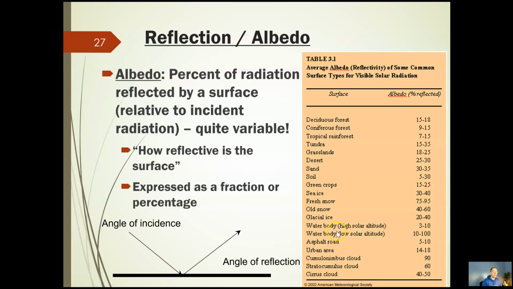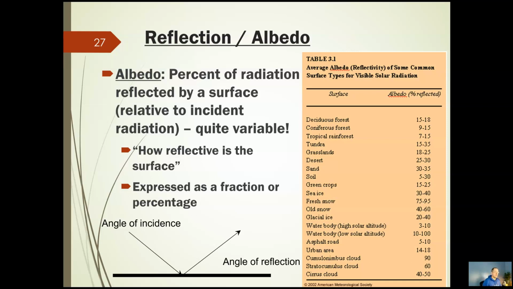You can see things such as a water body with a high solar altitude. In other words, when the sun is directly overhead, the water almost looks dark. It basically absorbs everything. But if you are ever out on a boat, whether it's a lake or even the ocean, and it's getting towards the end of the day and the sun's low on the horizon, and all of a sudden it's almost blinding, that's because if it hits at a low altitude, coming in at a really low angle, it just reflects right back off that water.